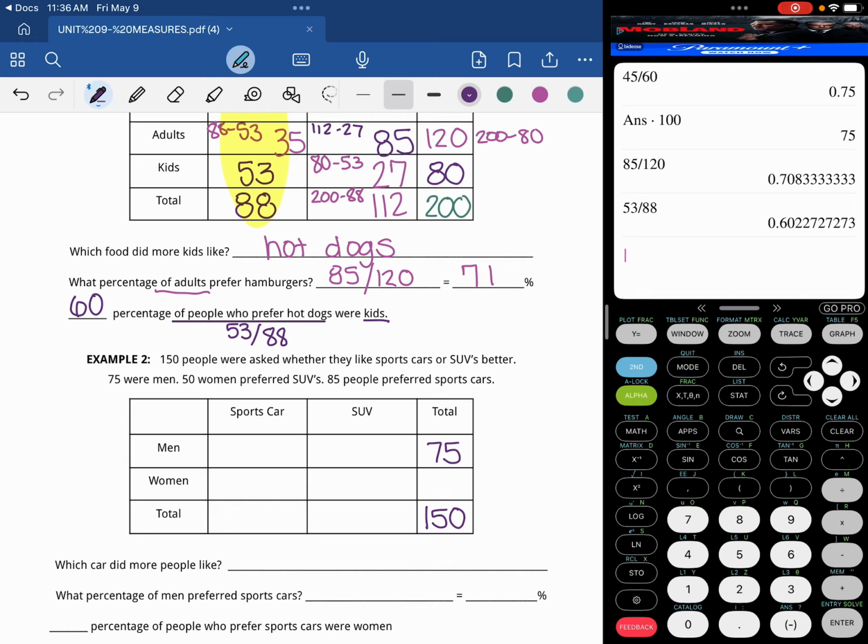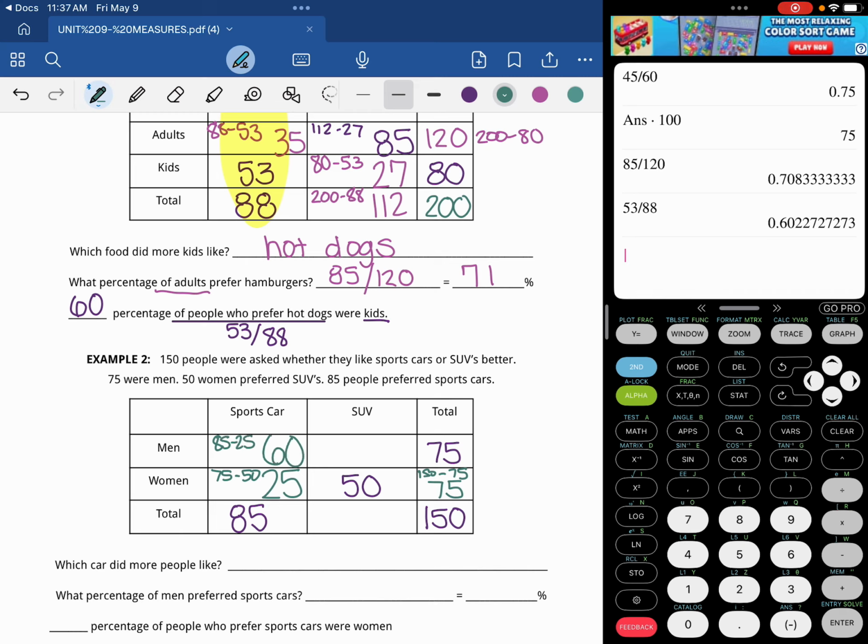Then it says 50 women preferred SUVs. So you're going to go to wherever women crosses with SUVs and write 50. 85 people preferred sports cars. So sports car all the way down to the total is 85. And then you just need to start looking for a spot where you know two numbers, like 150 minus 75 is 75. 75 minus the 50 would be 25. 85 minus 25 is 60.